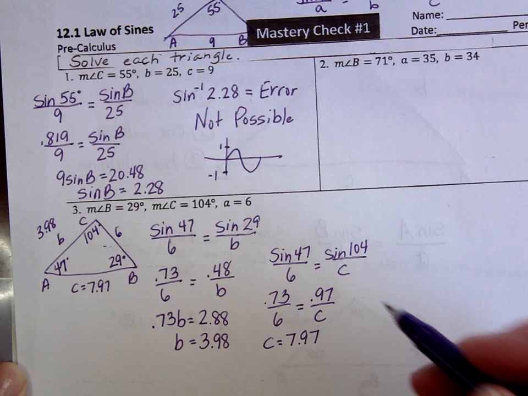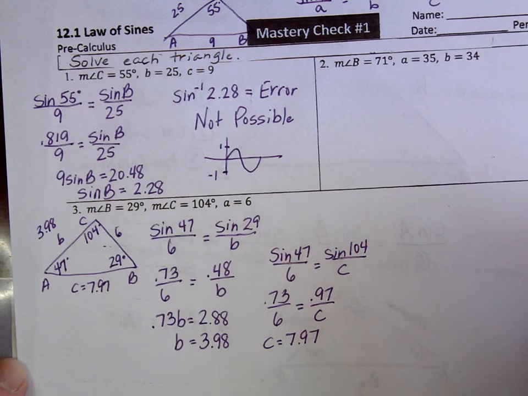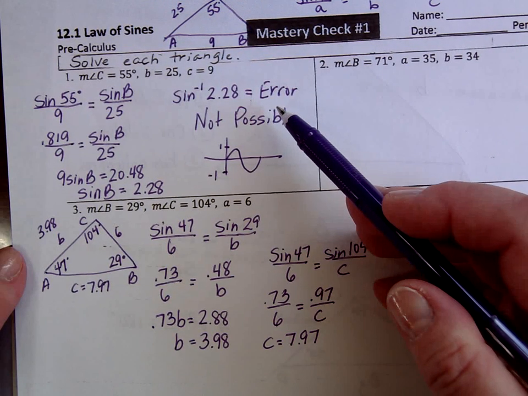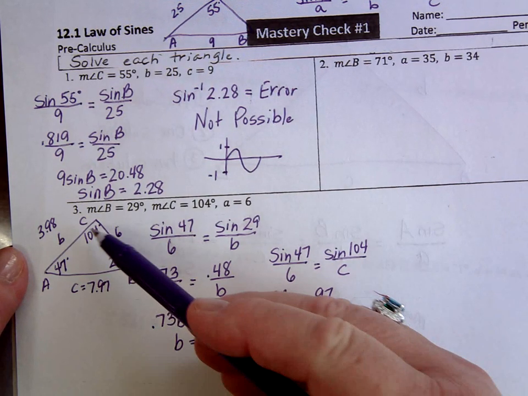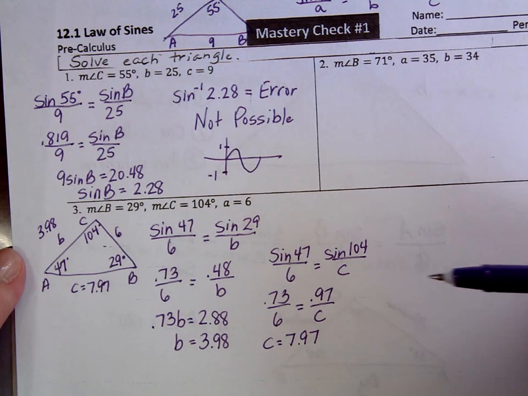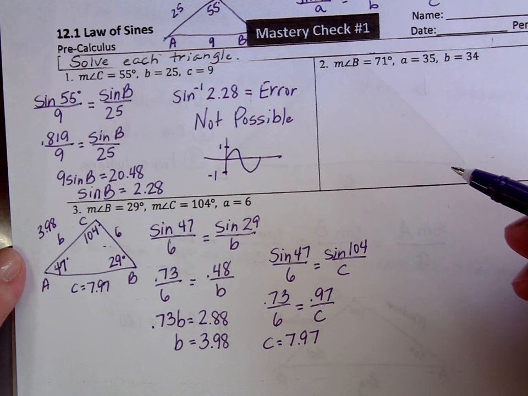And this is an example where you have one possibility. So we have the situation where there's no possibilities. It wasn't possible at all. And this is a situation where I've only got one set of numbers that's going to work for this particular triangle. So let's go to 2.